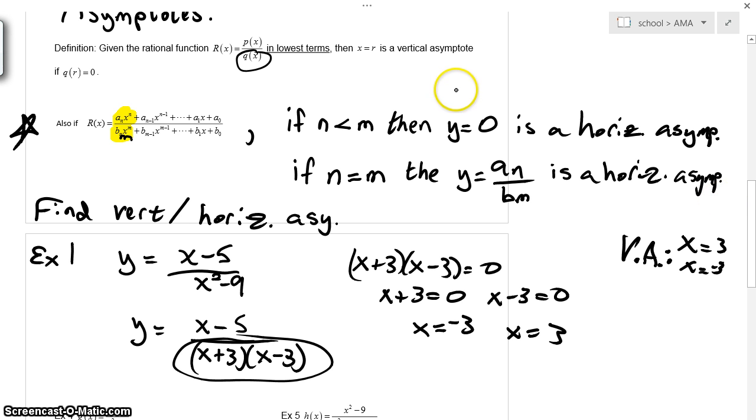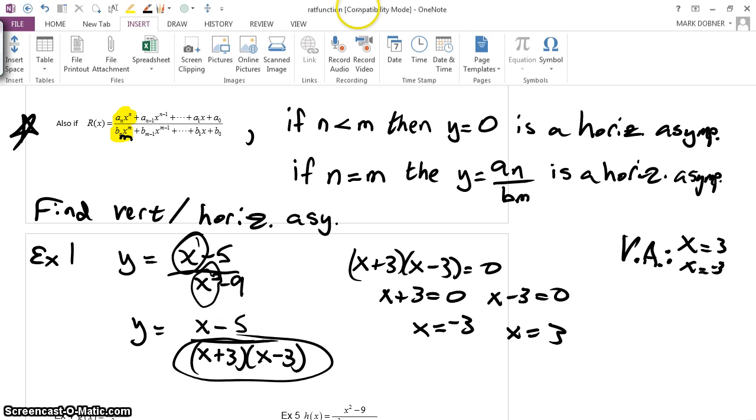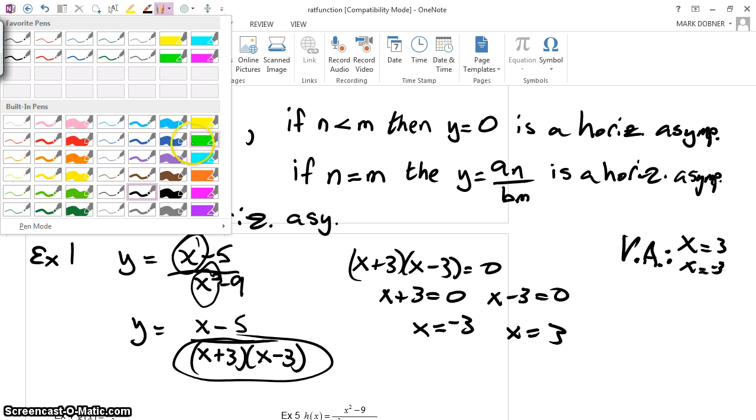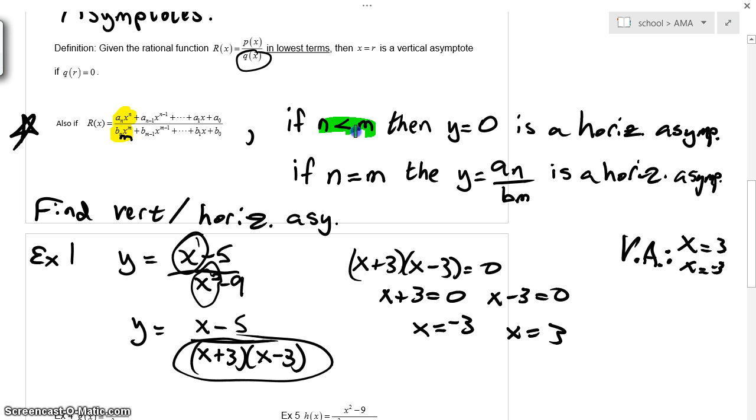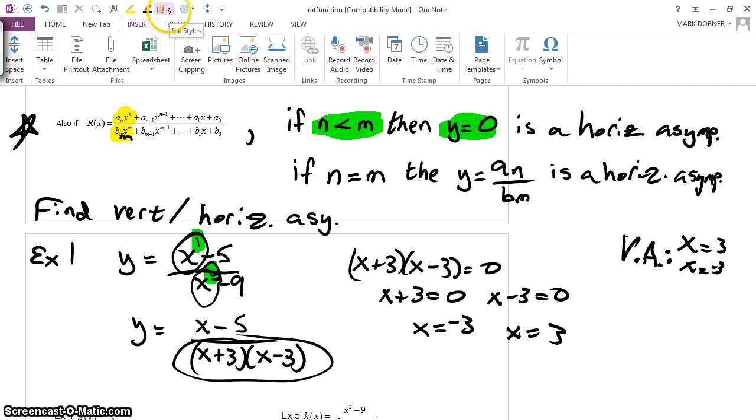And using these guidelines about the horizontal asymptote, look, up on top, the highest power of the numerator is a 1. The highest power down below is a 2. So what we're getting at is this little guideline that I talked about earlier, that if that highest power up above is smaller than the highest power down below, then y equals 0 is going to be our horizontal asymptote.